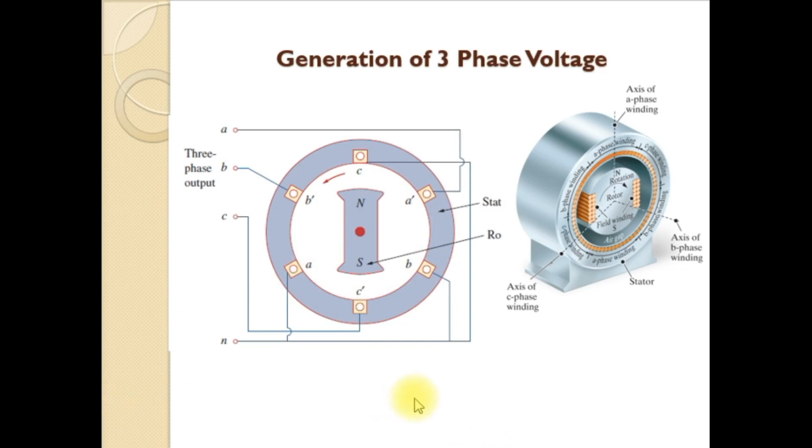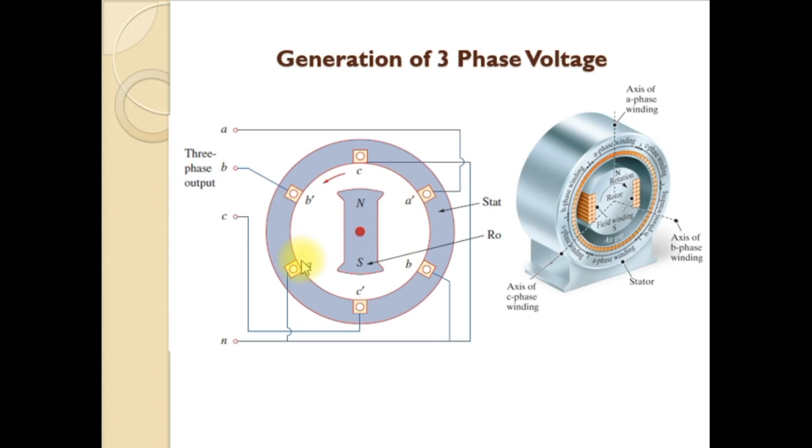Generation of three-phase voltages. The three-phase voltages are often produced with three-phase AC generators known as alternators. It consists of a rotating magnetic field, generally termed the rotor, and a stationary winding, generally termed the stator. Three separate sets of coils will be there on the stator.